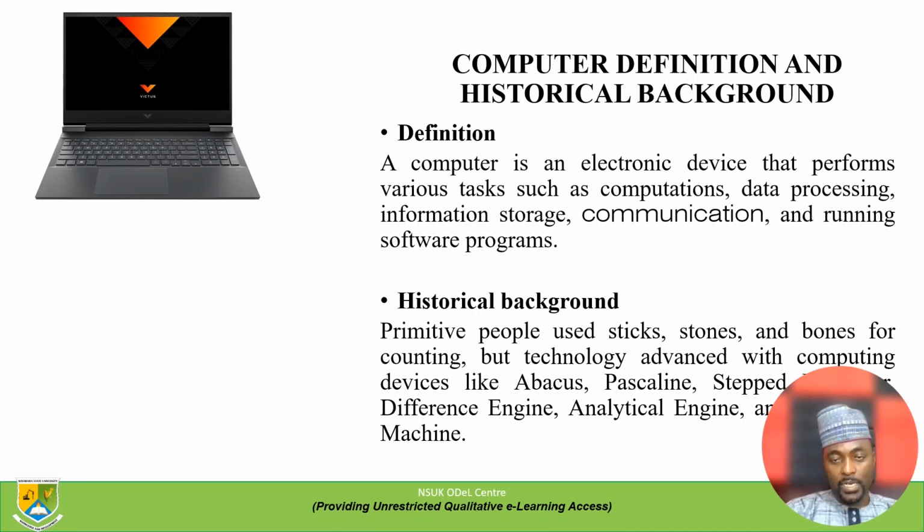So, computer definition and historical background. Formally, a computer has been defined to be an electronic device that performs various tasks, which includes computations, data processing, information storage, communication, among others. From the early beginnings, primitive people used things like sticks, stones and bones to count and quantify items. And then with the advancement in technology, we have the early mechanical devices to replace them, which include the abacus, the Pascaline, step reckoner, the difference engine, and the likes.